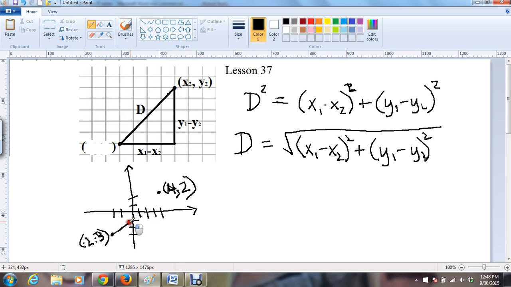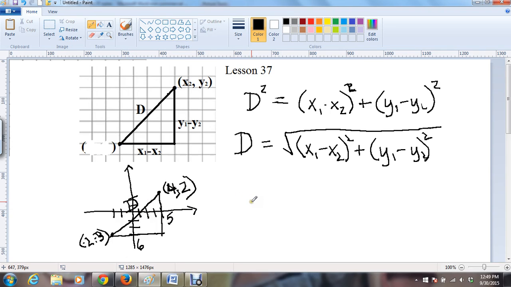Then what I'm going to do is draw the right triangle straight down and then straight across. And so the horizontal leg is the difference between the x's, so from -2 to 4. So that's going to be 6 for that leg. And the vertical distance is from -3 to 2. That's going to be 5 spaces up to there. So we know that 5 squared plus 6 squared is going to equal d squared.